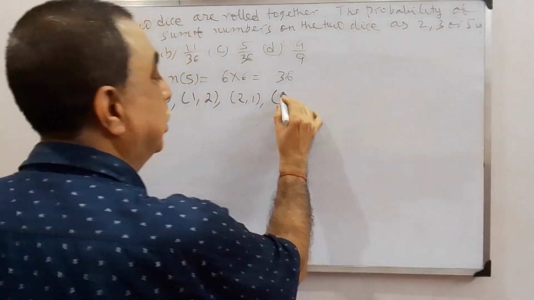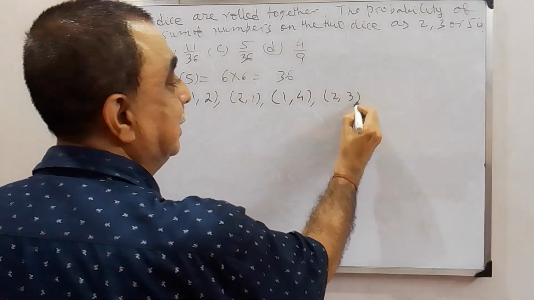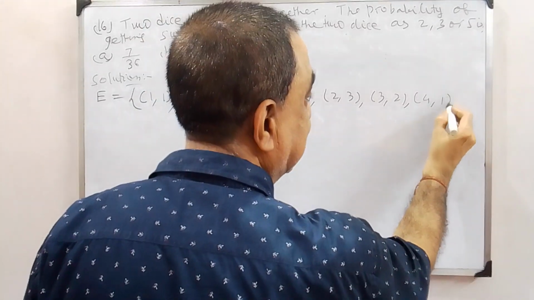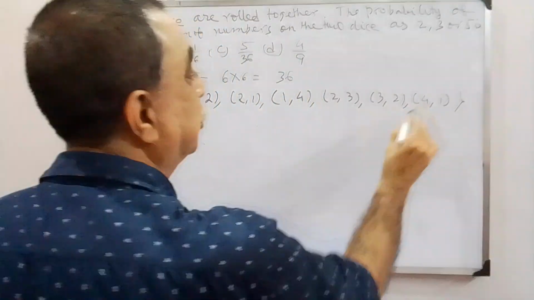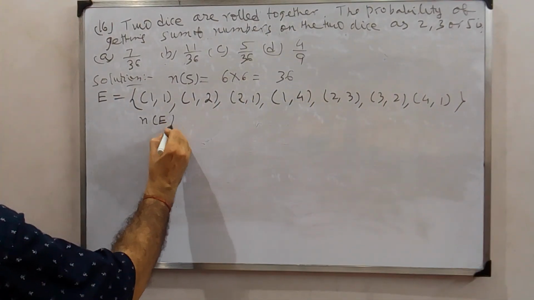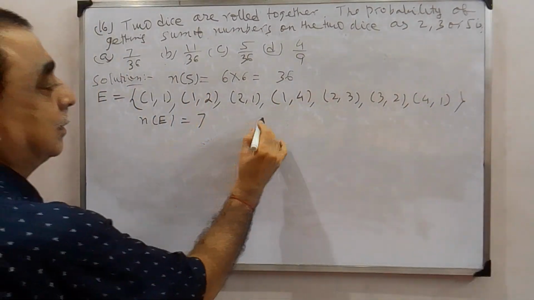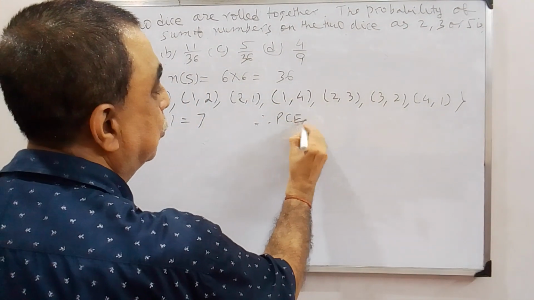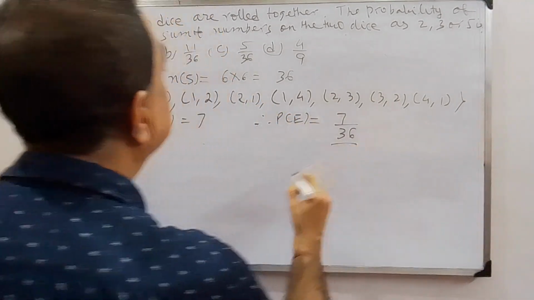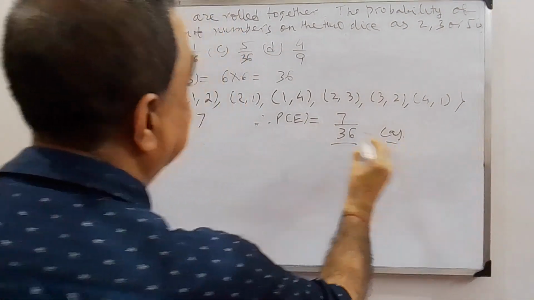Now 5. The first dice 1, second dice 4. First dice 2, second 3. First dice 3, second 2. First dice 4, second 1. So these are the 4 possibilities of getting the sum 5. Now what is NE? Count it: 1, 2, 3, 4, 5, 6, 7. So NE is 7. PE is NE by NS, that is 7 by 36. Now which is the correct choice? Number A. So A is the correct choice.